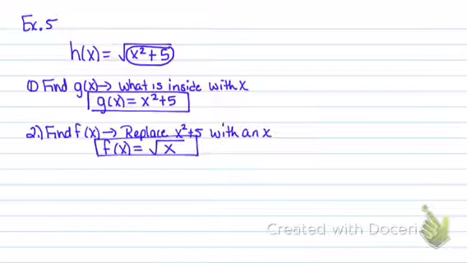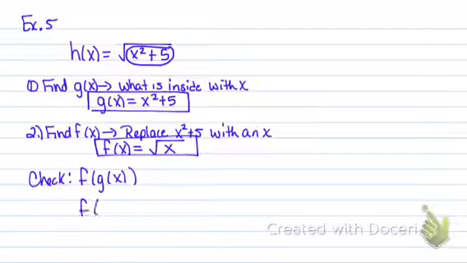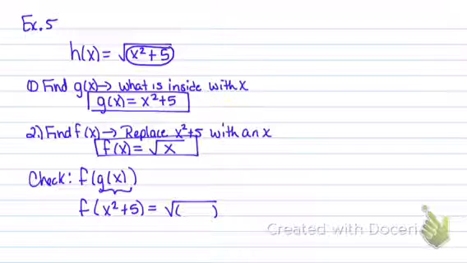And if you want to check it, you don't have to, I'm just showing you this, but if you want to check it, then do it. Do f composed of g of x. So we got f, and we know that g of x we said was x squared plus 5. So f is my skeleton, so it's the square root of the x value, and what are we plugging in? X squared plus 5, and that is exactly what we started with, so we know we got them correct.